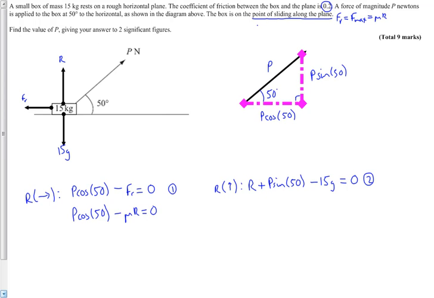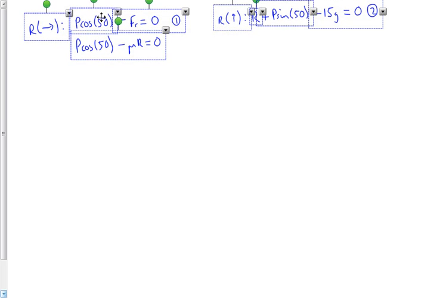Okay, so we left this last video where we'd analysed the forces and we'd got our two resolved equations, resolving horizontally and resolving vertically, for our box of 15 kilograms on a rough horizontal plane being pulled by this force P. Now we ended up with these two equations. We substituted in μR for friction, and we now want to be able to solve that. So let's go to the next page and just have a look at how we're going to solve these equations.